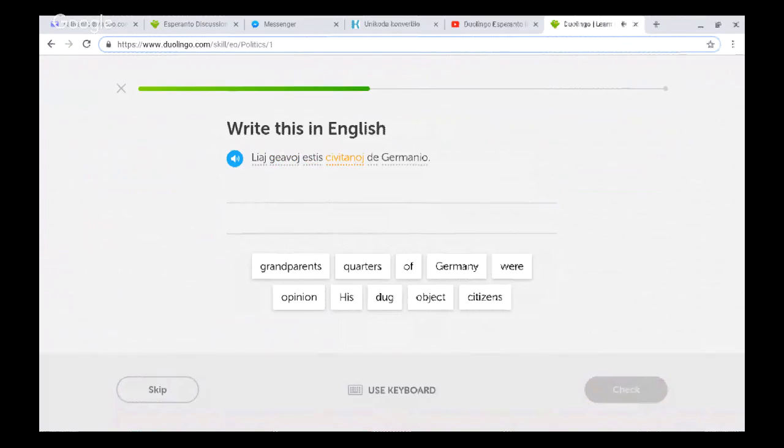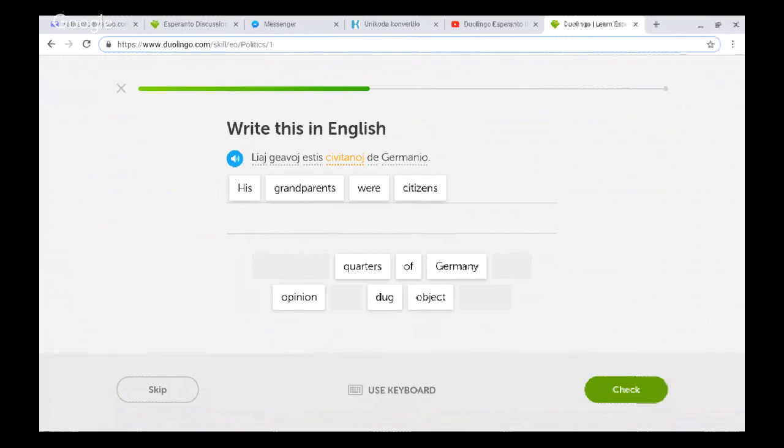Liaj geavoj estis civitanoj de Germanio. What does liaj geavoj mean? Liaj geavoj, his grandparents, were civitanoj de Germanio, citizens of Germany.